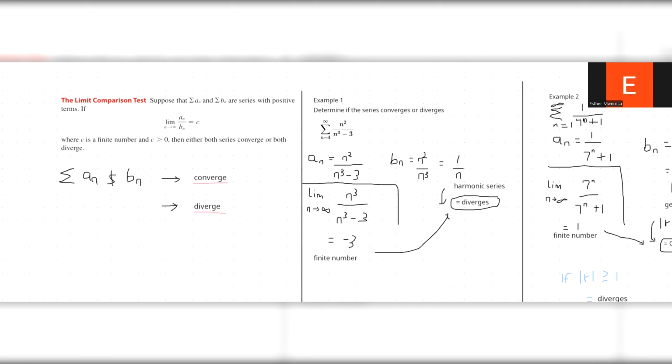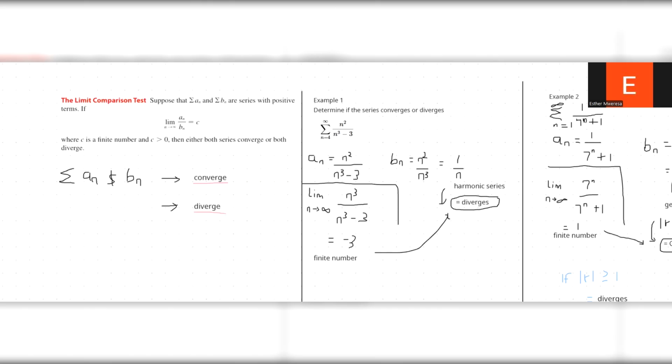If you have two series A and B with positive terms, and if the limit as n approaches infinity of series A divided by series B is a finite number C, and C is greater than zero, then either both series converge or they both diverge. So that means if A converges, B also converges. And if B diverges, A will also diverge.